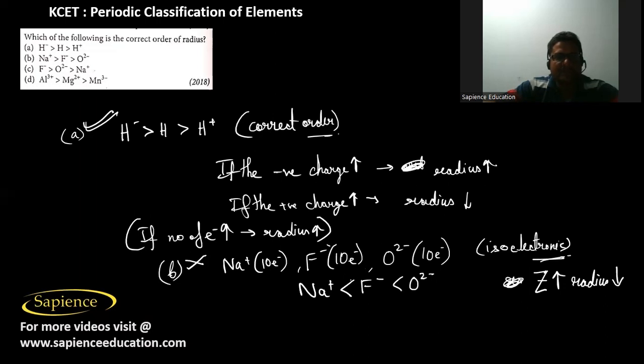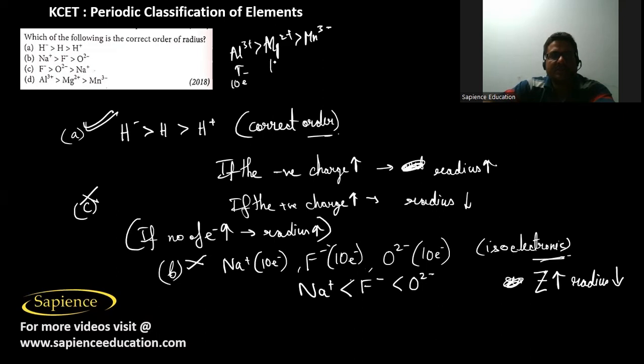And similarly, option C is also wrong, since here it is told that F minus has the highest size. And in option D, it is told that Al3 plus is higher than Mg2 plus, which is more than N3 minus. Al3 plus has got 10 electrons, Mg2 plus also has got 10 electrons, but the size of Al3 plus will be less than Mg2 plus, since Al3 plus has higher nuclear charge than Mg2 plus. So option D is also wrong. So the only correct option is option A.